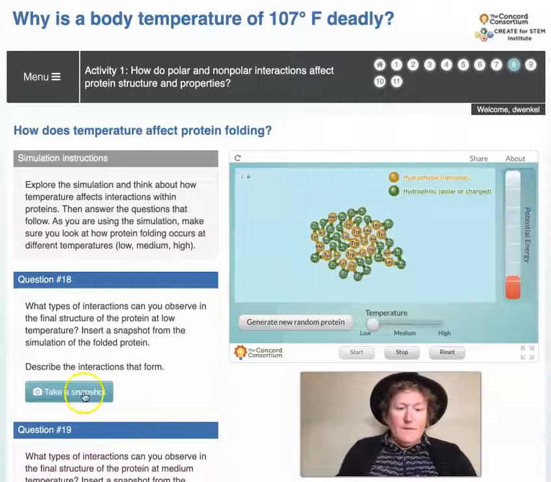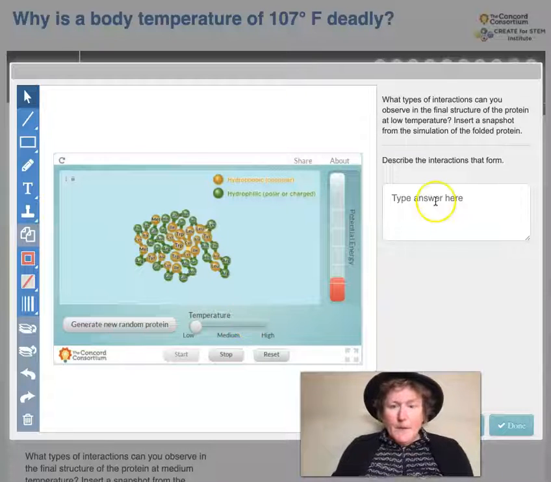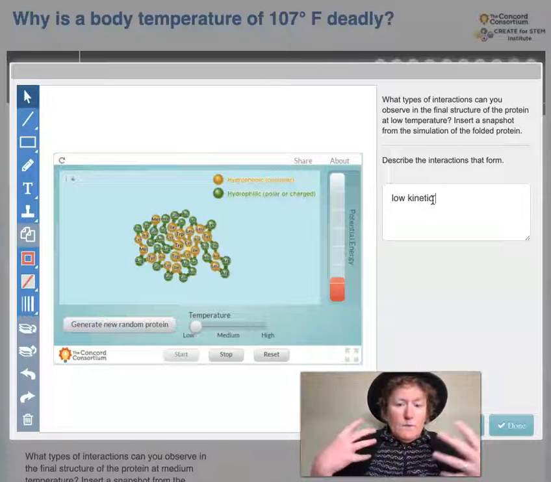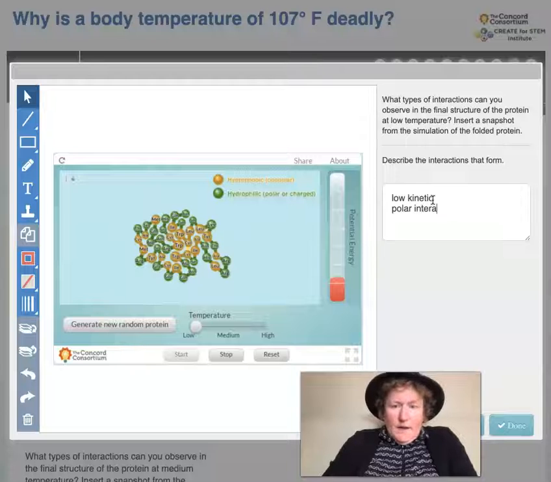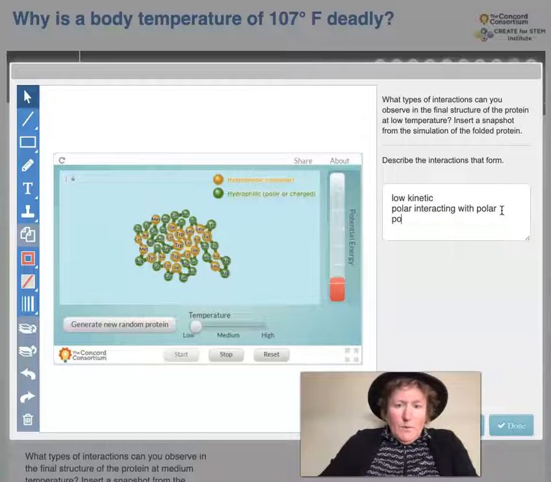Let's take a snapshot of this so we have a reference before we turn up the heat. So we can say low kinetic energy. We haven't added a lot of heat. So these molecules don't have extra kinetic energy. We can say there's polar interacting with polar, as the water and the polar amino acids. So polar water and polar amino acids interacting.